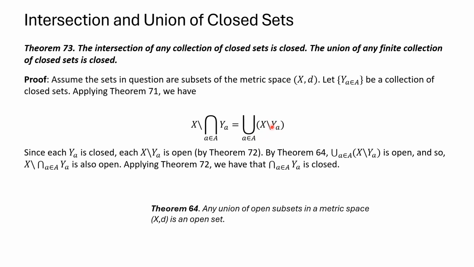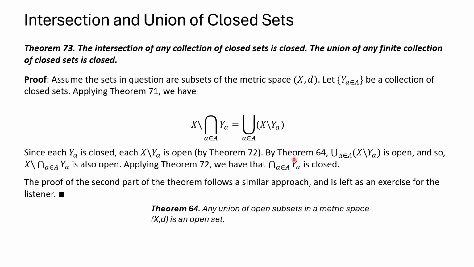And since each one of these Y sub A is closed by our assumption, then each X minus Y sub A is open. That was the theorem from the previous slide. Then by theorem 64, which I've written down here, the union of all these is open. And so since this equals this, we have X minus the intersection of the Y sub A is open. And then since this is open, the complement of this is closed, which is the intersection of all the Y sub A, which is what we wanted to show.